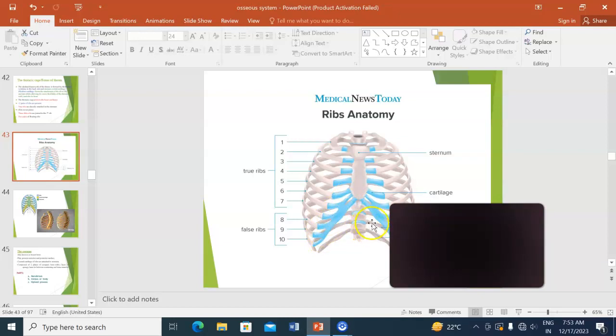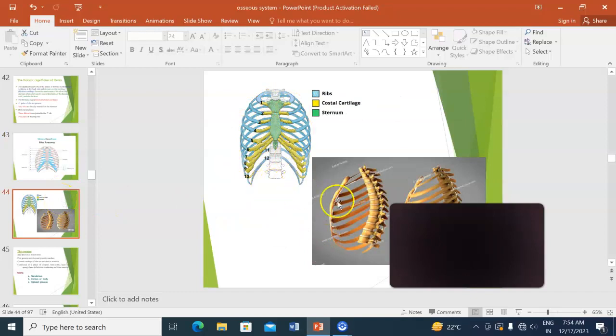And on this side, these are the 11th and 12th ribs, the floating ribs. Why are they called floating ribs? Because they are attached here only to the thoracic vertebra, but in front they are not attached to any kind of rib, hence they are called floating ribs. So this is the basic anatomy of ribs. Now when all these parts come together, they form the thoracic cage.